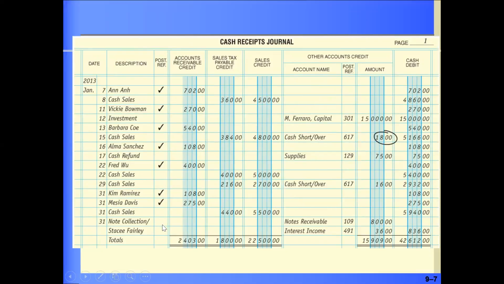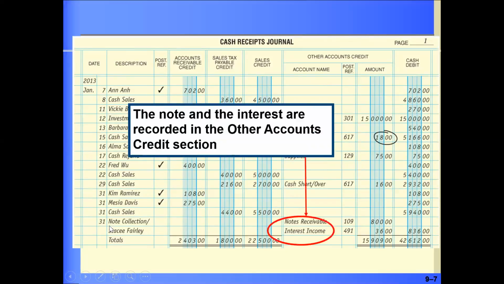And then down here in the last two lines, we have notes receivable because we are Max Sporting Goods, and our customer Stacy actually paid us at the end of 6 months. She paid us the $800 and the interest of $36.